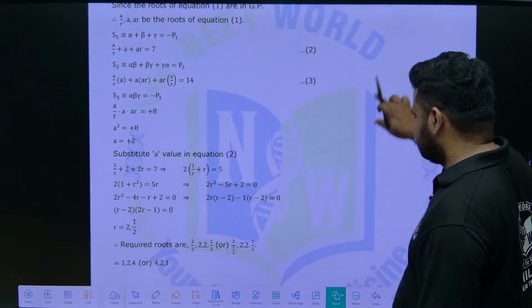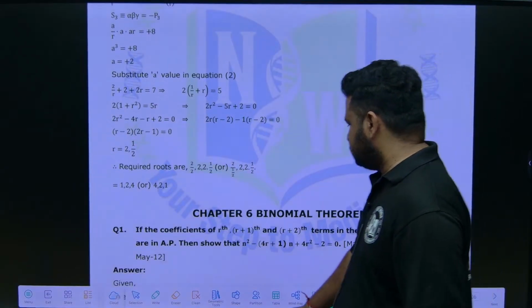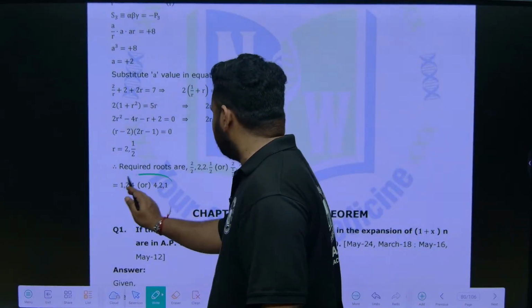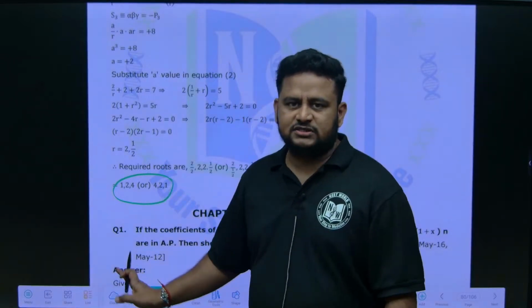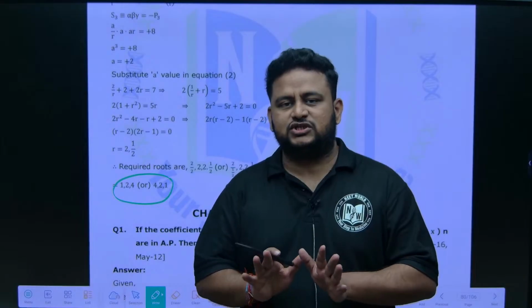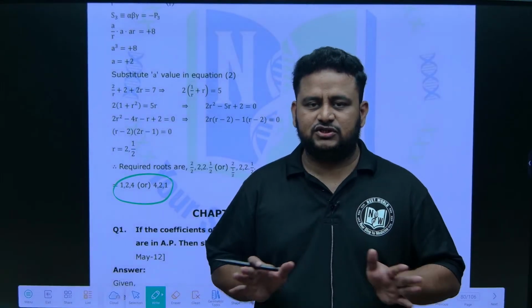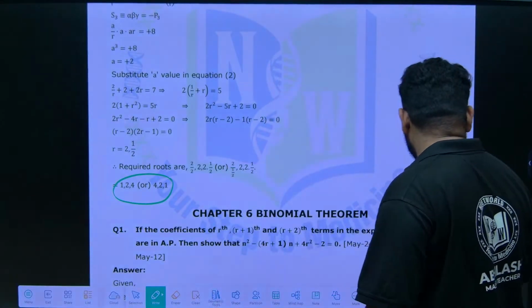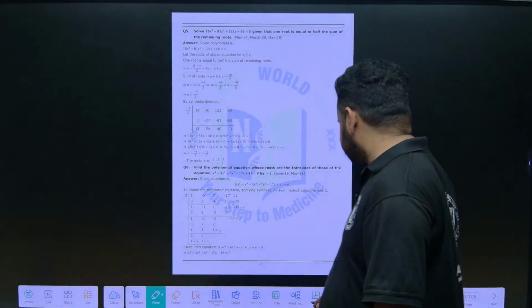So let us check the answer. Same thing we got, 1, 2, 4 or 4, 2, 1, same thing. So this is the simple way to solve this question. When they have given it in geometric progression, we have solved questions on geometric progression. Yesterday we solved questions on arithmetic progression. One more typical question is there, very simple, but we will see how to solve this.